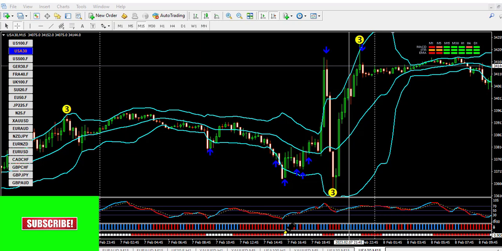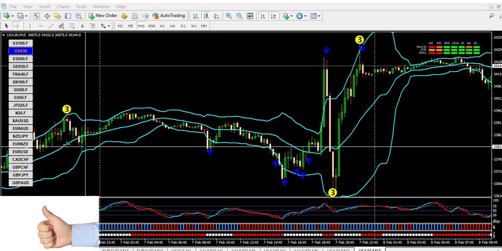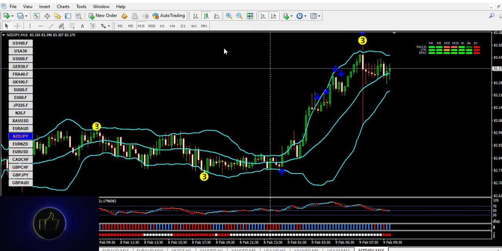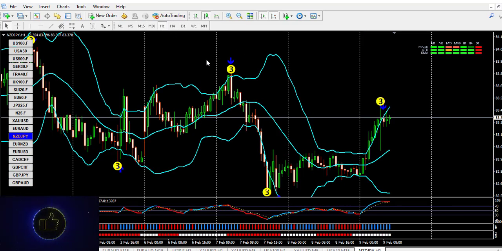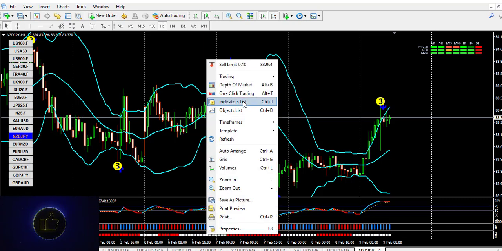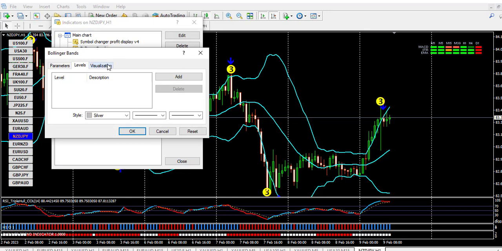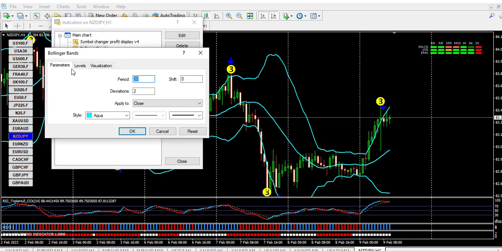Now let me show you the setting for each of the indicator. So let's start with the Bollinger Band and see the value. These are the parameter. It is the default setting, 20, deviation is 2. Just aqua color, you can change it to any color you want.